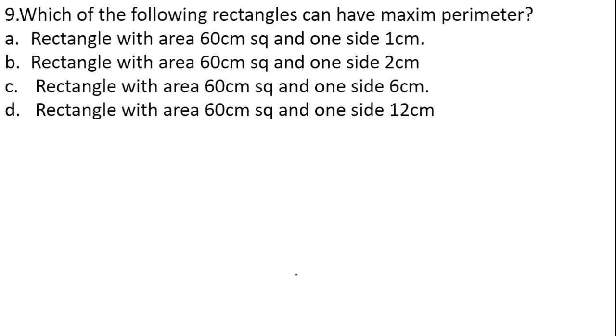Which of the following rectangles can have the maximum perimeter? The options given are: a rectangle with an area of 60 centimeters square and a side of 1 centimeter; a rectangle with an area of 60 centimeters square and a side of 2 centimeters; a rectangle with an area of 60 centimeters square and a side of 6 centimeters; a rectangle with an area of 60 centimeters square and a side of 12 centimeters. These are the 2 questions you have to solve as homework.